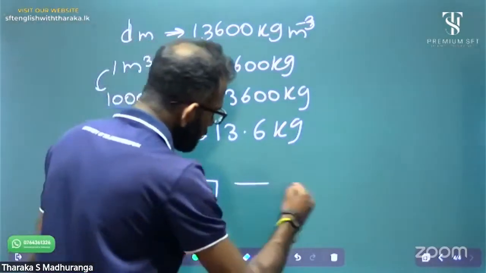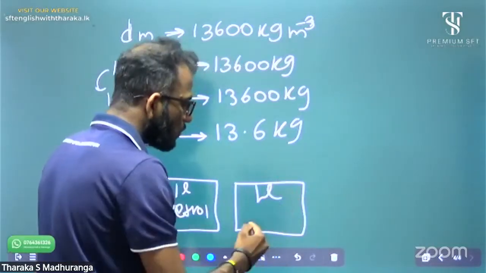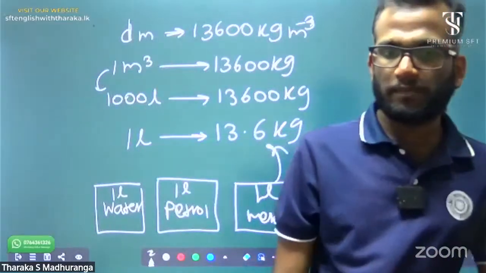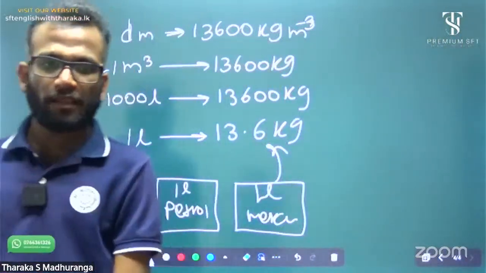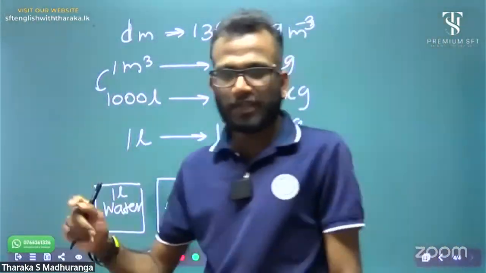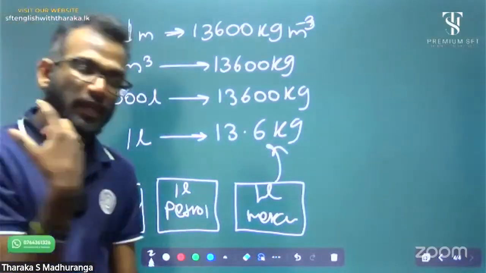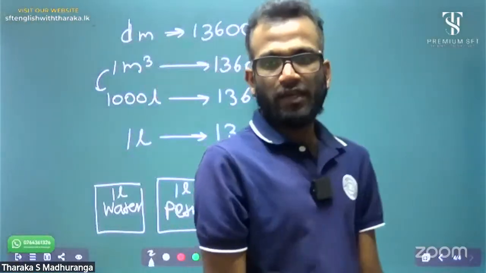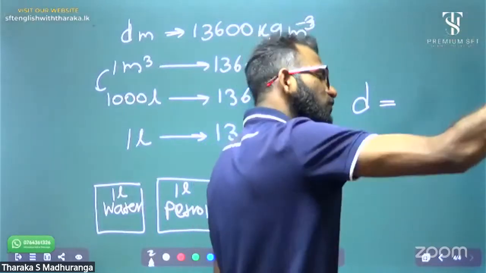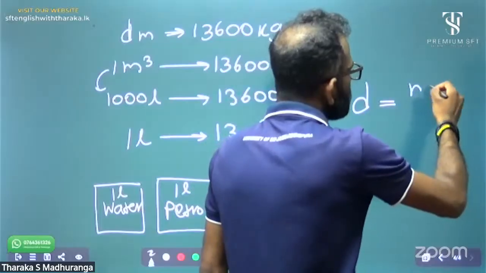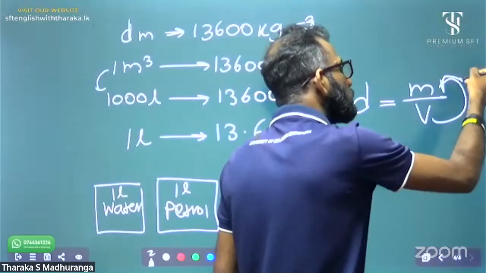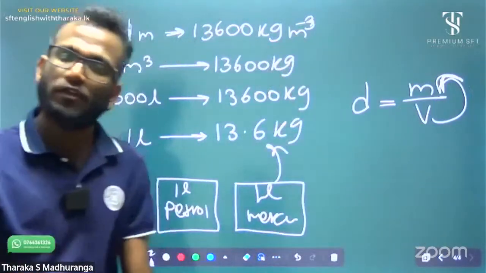Remember, if you have a 1 liter bottle of mercury, it is 13.6 kilogram. Mercury 1 liter is not 1 kilogram, it is 13.6 kilogram. That mainly depends on the density of the liquid. What's the meaning of density? In fluid mechanics, density means the mass in a unit volume, per 1 liter or 1 cubic meter. How much is the mass? That's the meaning of density.